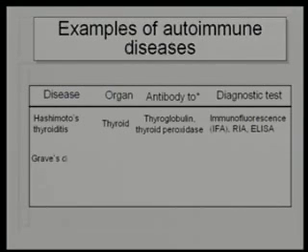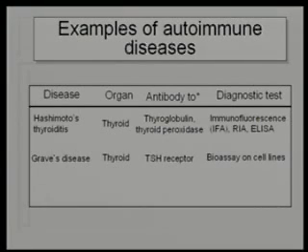Okay? Graves' disease: the thyroid is the organ damaged, but the antibodies are against TSH receptors, okay? And these TSH receptor antibodies act as if they are stimulating, as thyroid stimulating hormone does. And there is a bioassay as well as ELISA for it.